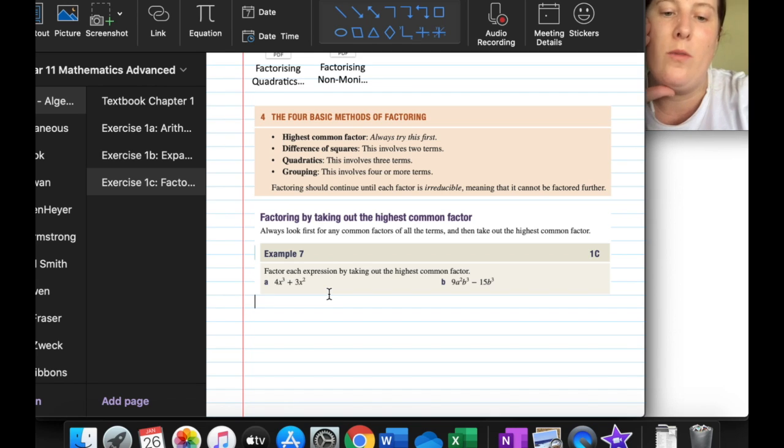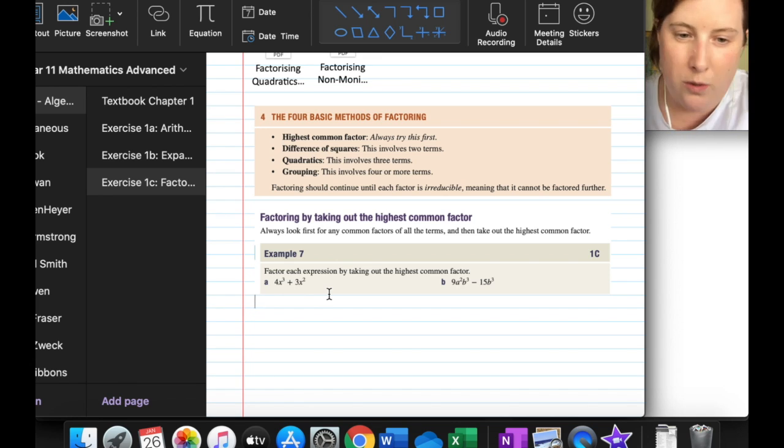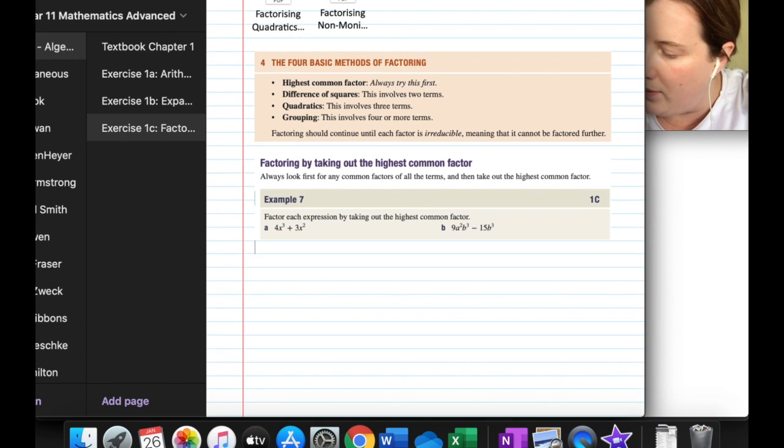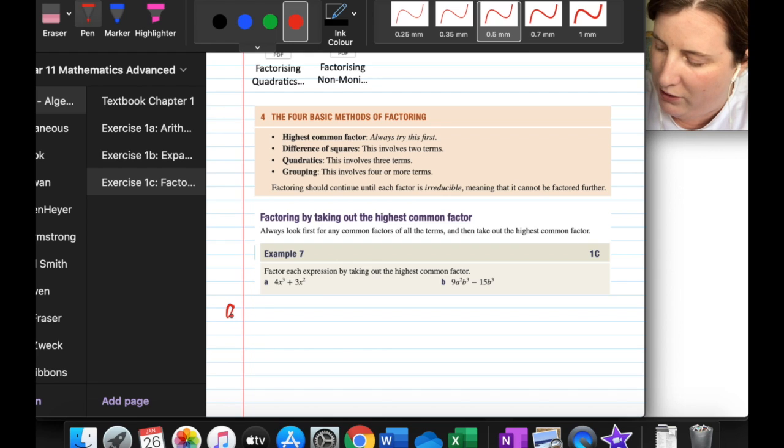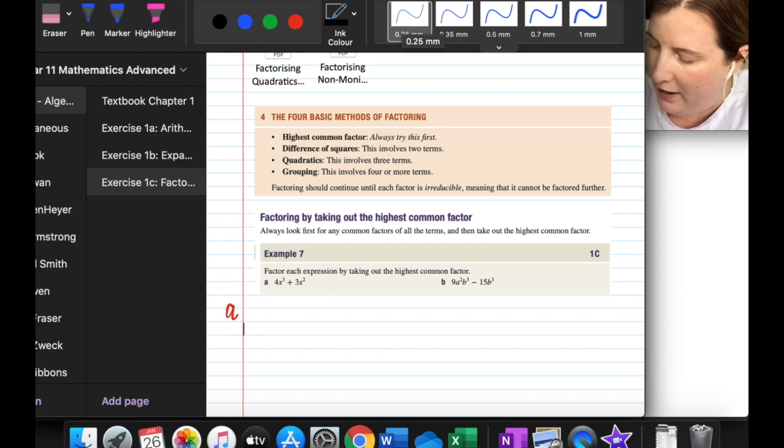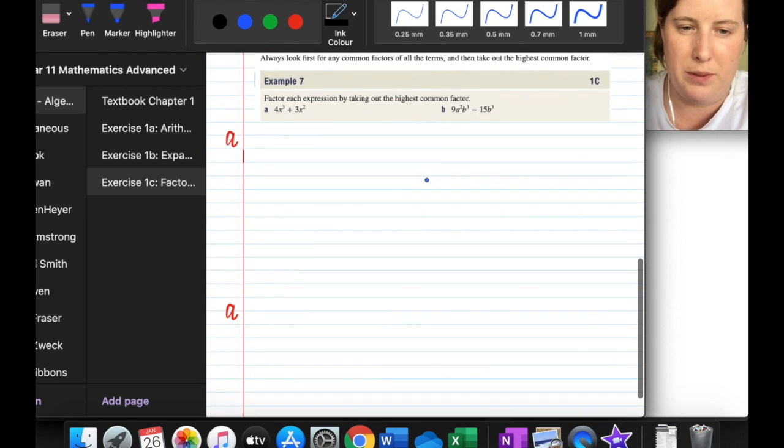In this first one, what's the biggest thing that goes into 4x cubed plus 3x squared? No, it's not 1. It's the x squared, because x squared does go into x cubed, because don't forget x cubed is x times x times x, so it's x squared times x, so we can take it out. Okay. So if we have a look at A, and we've got our 4x cubed plus 3x squared.